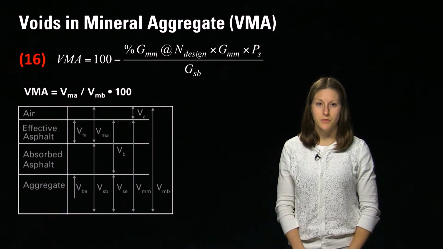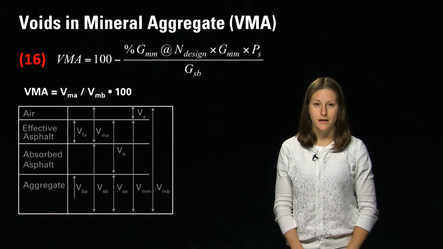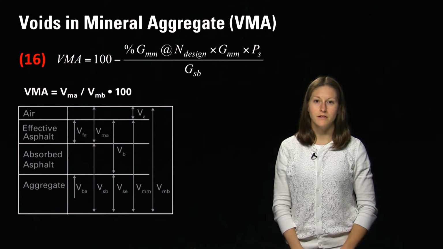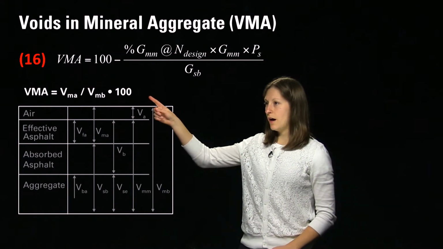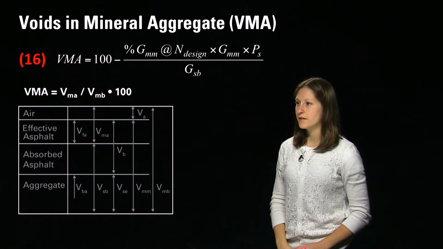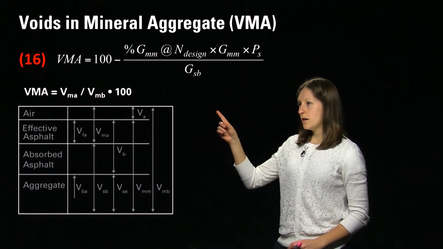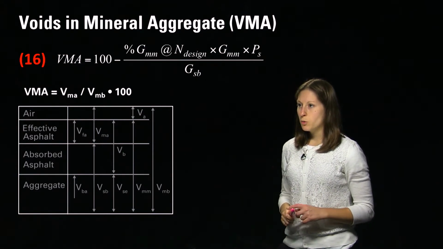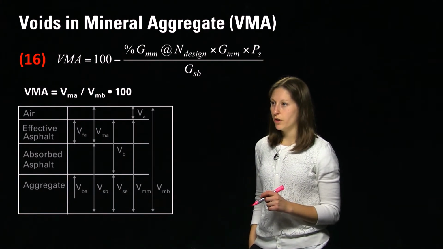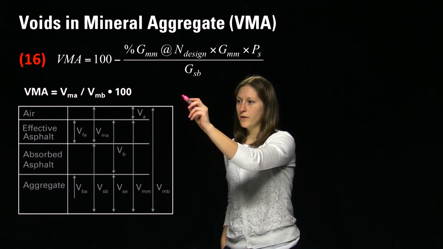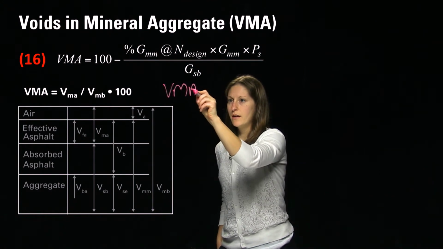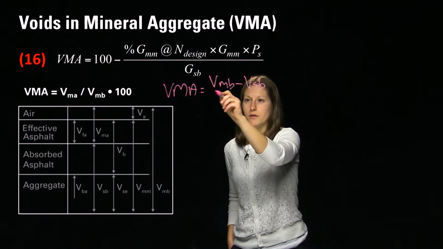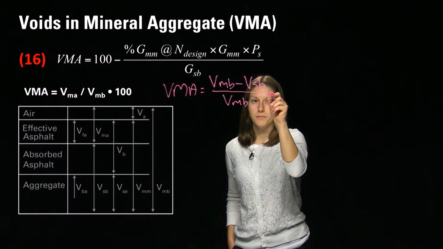The next property that we will calculate is our percentage of voids in mineral aggregate. This is calculated using equation 16 within superpave mix design. Equation 16 was derived from the equation shown above the phase diagram, which shows that VMA is equal to the ratio between our voids in mineral aggregate and our bulk mixture volume. We can rewrite this definition in terms of our bulk volume and our bulk aggregate volume. So we can rewrite VMA as equal to the difference between our bulk mixture volume and our bulk aggregate volume, over our bulk mixture volume.